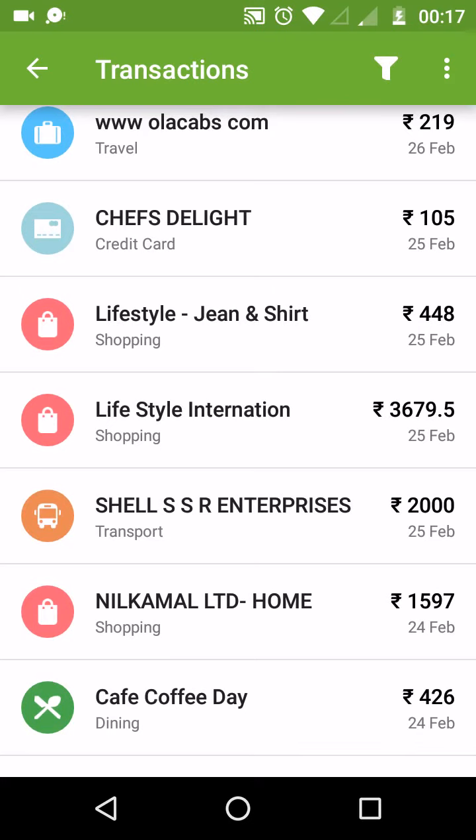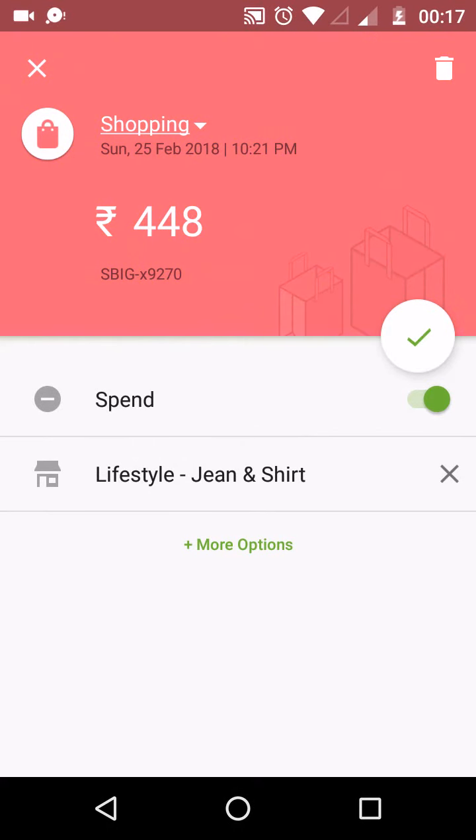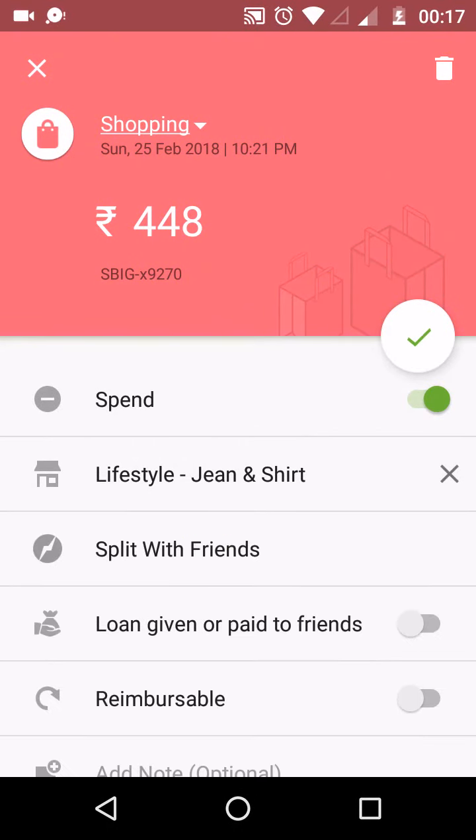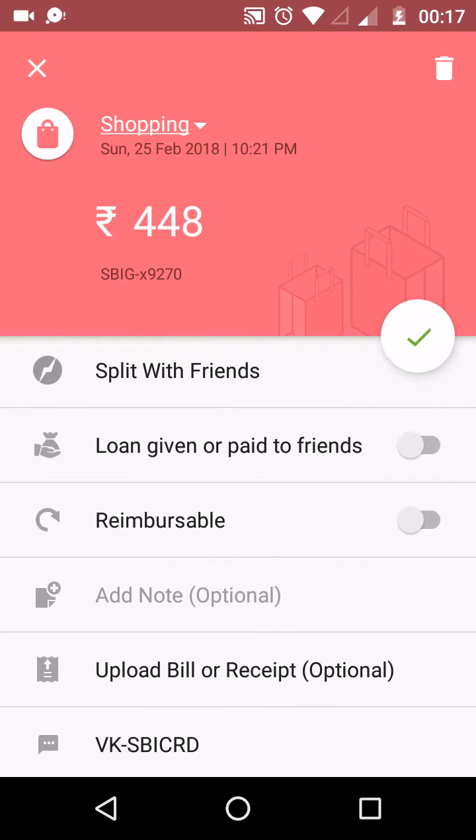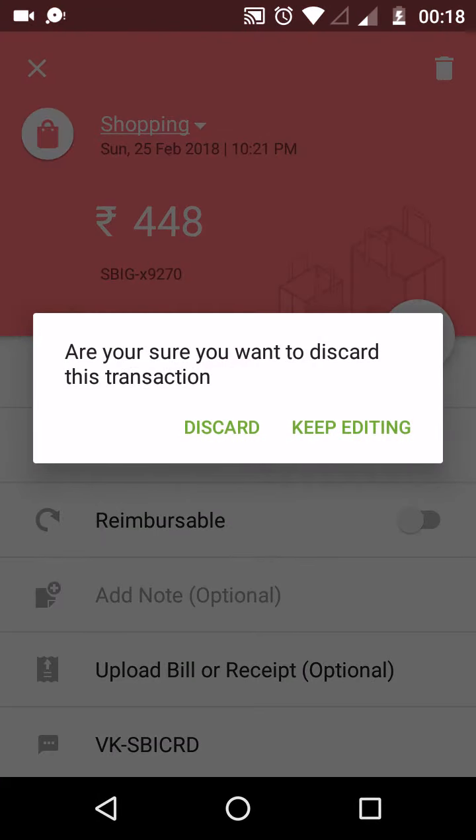Transactions are automatically categorized and there are various options if we go inside a transaction, such as splitting it with the friends if it is a joint expense, then marking it as a loan or as a reimbursement, and so on.